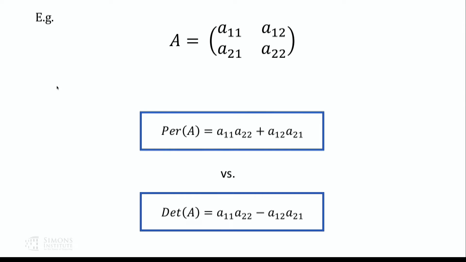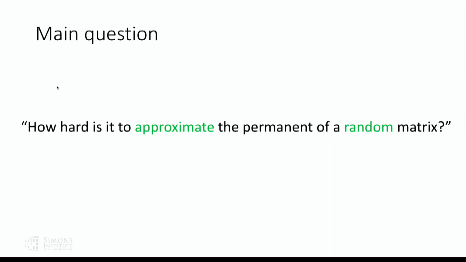For example, for a 2 by 2 matrix, the permanent is the multiplication of these two elements, A11 A22, plus A12 A21. And the difference from the determinant is this negative sign. Even though they're so similar, we know that the determinant is computable in polynomial time, but the permanent has very interesting complexity behavior. It is hard to compute for most cases that we know.